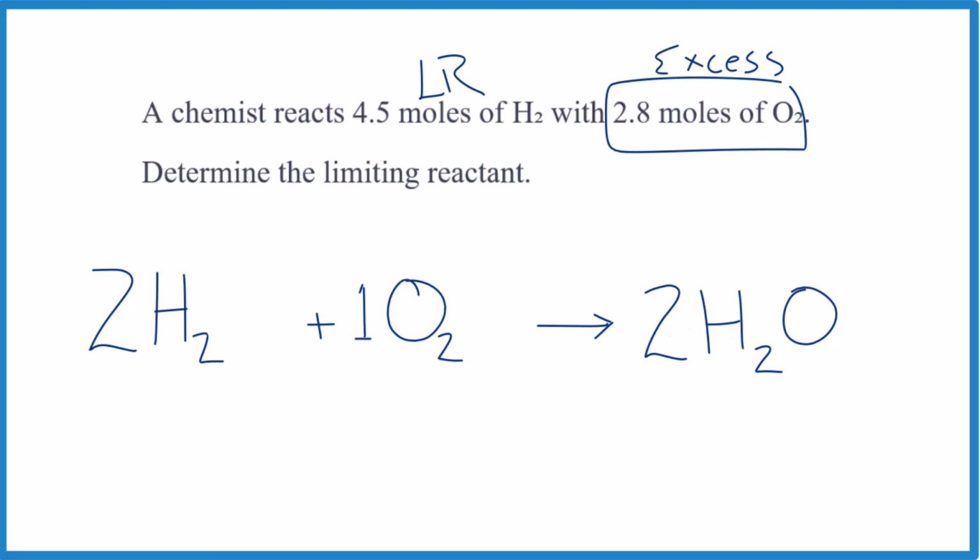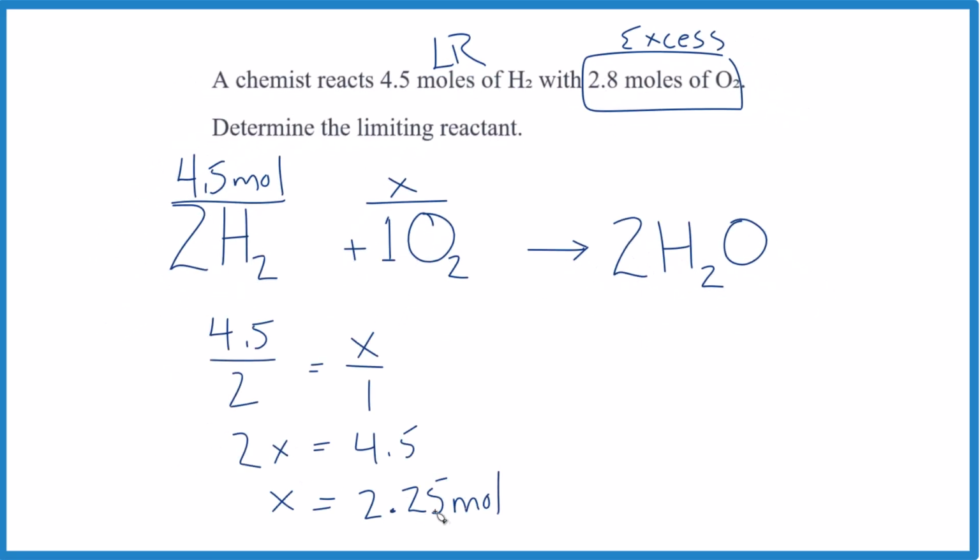So here's how we do it. We know that this is in excess. We'll have some left over. So we want to know if we start with 4.5 moles of H2, how much of this will we use? We'll call that X. Do the math. So it's 2.25 moles in X. That's the oxygen, O2. That's important.